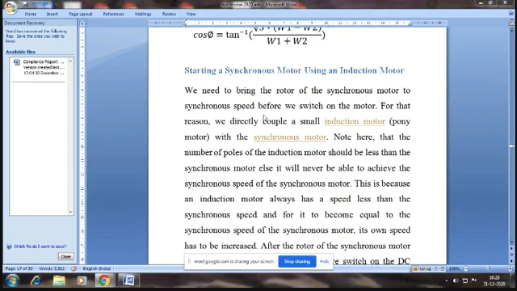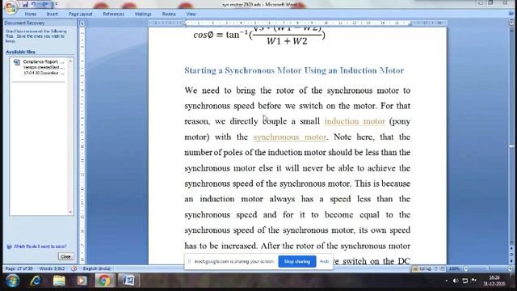They're coupled with, what it means is, we have a long shaft. One end of the shaft is connected to the rotor of the synchronous motor. The other end is connected to the induction motor. Okay. So what we do is we first run the induction motor, then the induction motor in turn will rotate the shaft, which in turn will rotate the rotor of the synchronous motor.